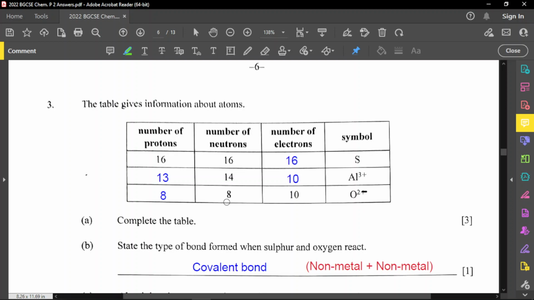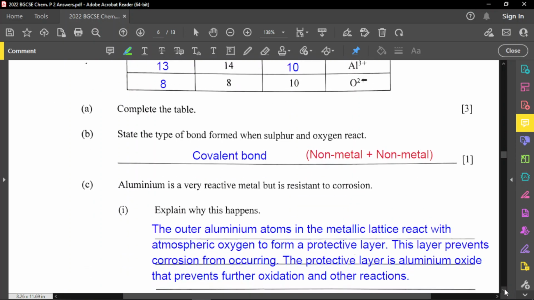And so oxygen starts off with 8 protons, gaining 2 electrons, that's why I have -2, then the electrons will become 10. All right? Now let's go to the next part of the question. For part B, it states the type of bond formed when sulfur and oxygen react. When sulfur and oxygen react, you get a covalent bond. The reason why is a covalent bond is because when two nonmetals react together, what you get is a covalent bond.